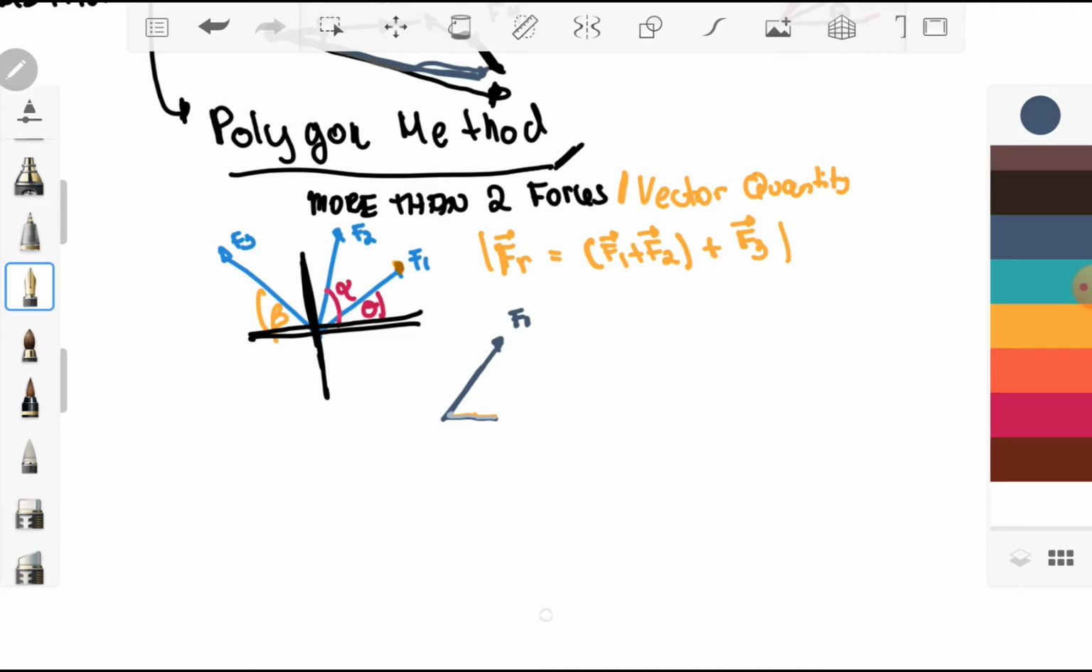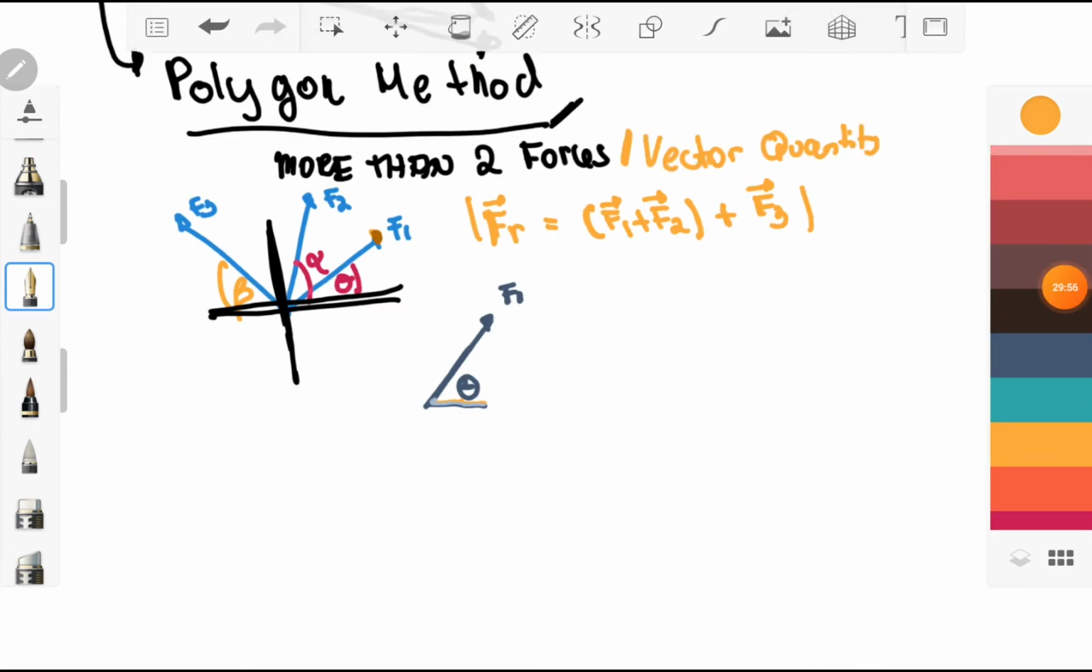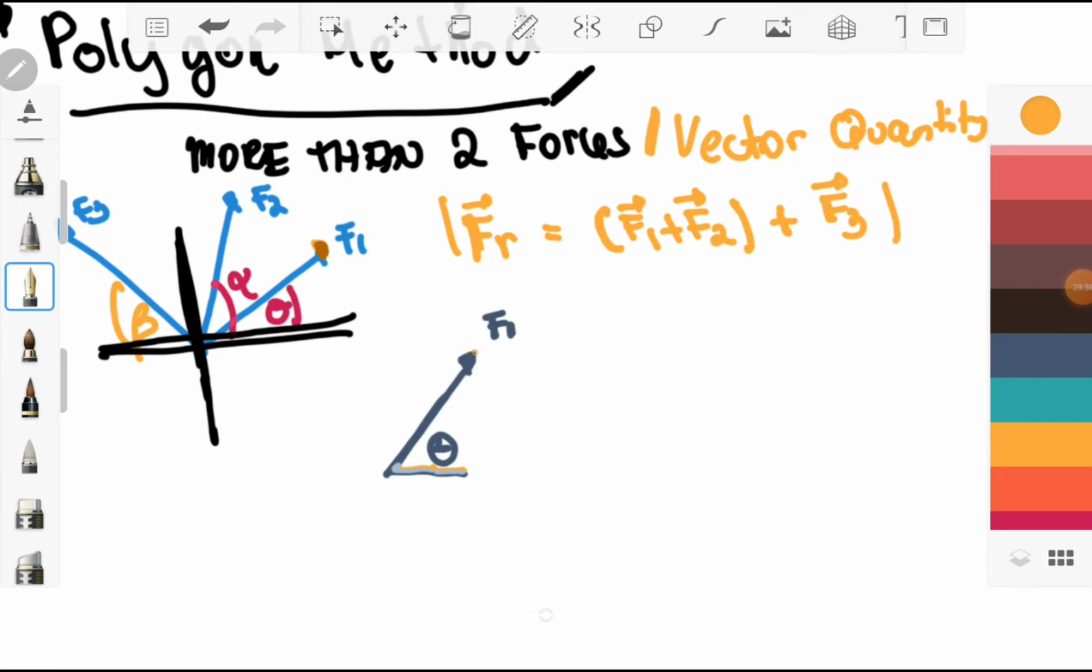Be mindful of the definition of your polygon. It must be a closed area, and the resultant force will be used to close the whole area of your polygon. So I have my F1, I have my angle theta, and then you have your F2. Let's say my F2 will be here. My F1 will touch the tail of my F2 at alpha.